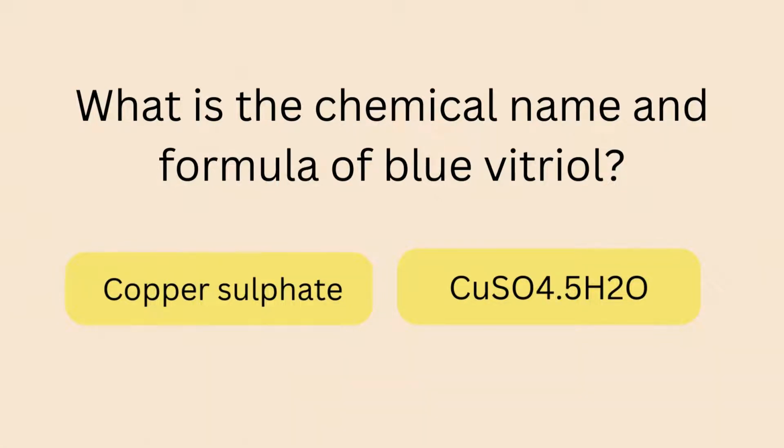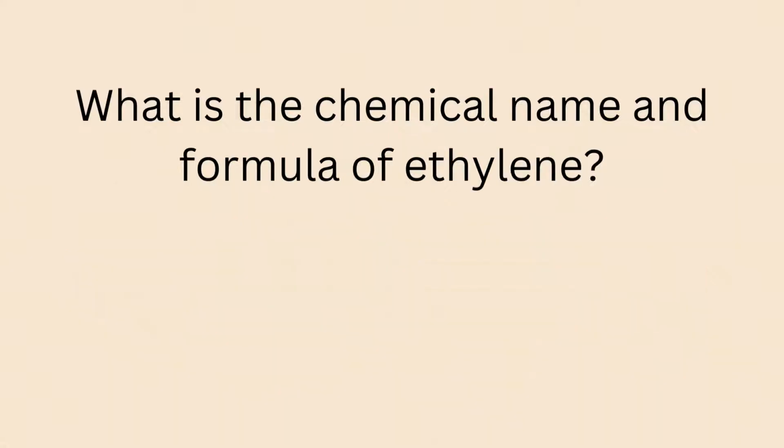It becomes white copper sulfate. So the blue copper sulfate on exposure to atmosphere becomes anhydrous copper sulfate. But these 5 molecules of water along with copper sulfate is called blue vitriol. Next one. What is the chemical name and formula of ethylene? Answer is ethene. The chemical name is ethene and the chemical formula is C2H4.